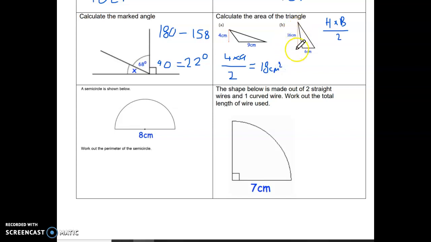Same with this one. We've got a height of 16 and a base length of 6, so we'll do 16 times 6 and then divide it by 2. So 16 times 6 is 96, and then divide that by 2, which gives us 48 centimeters squared.